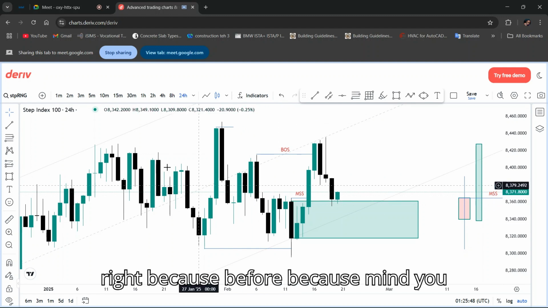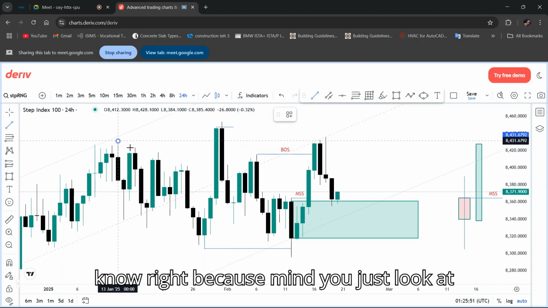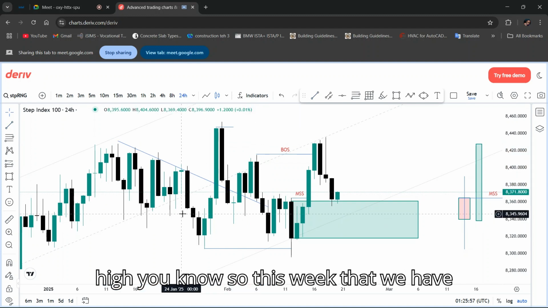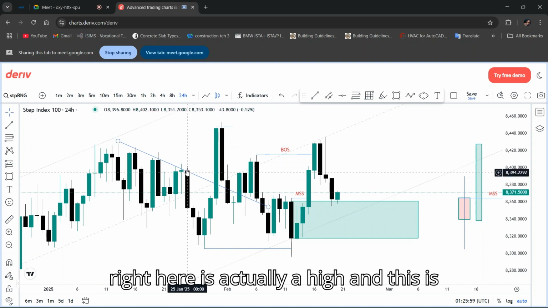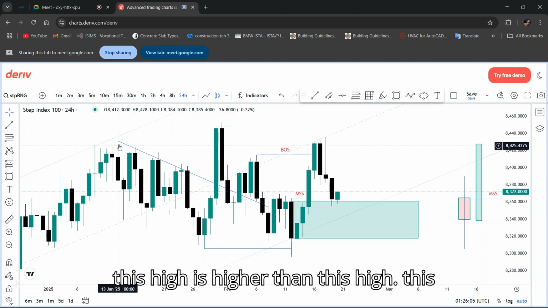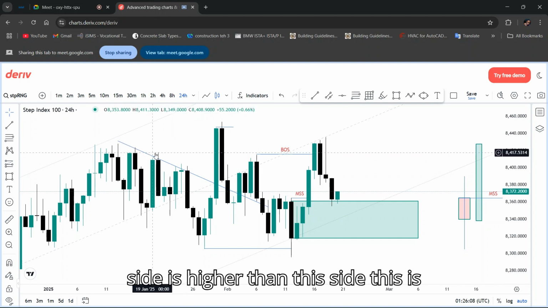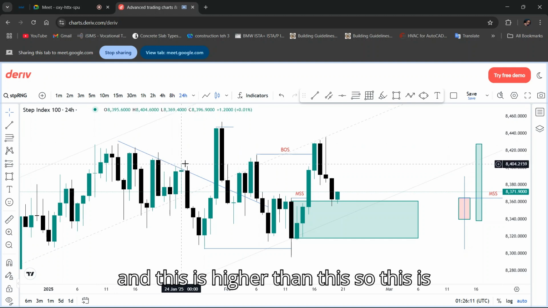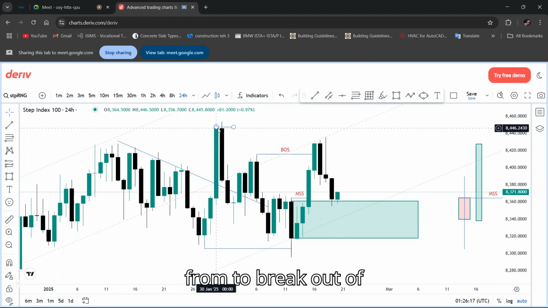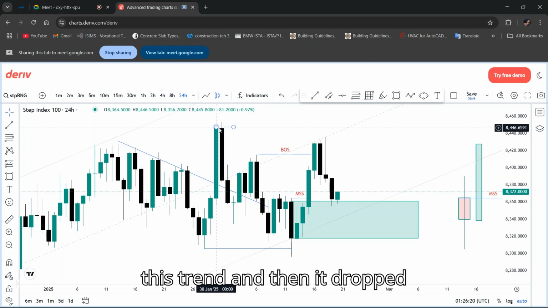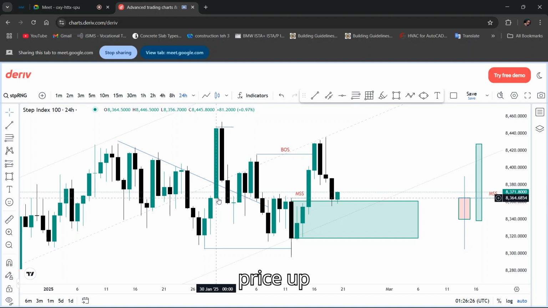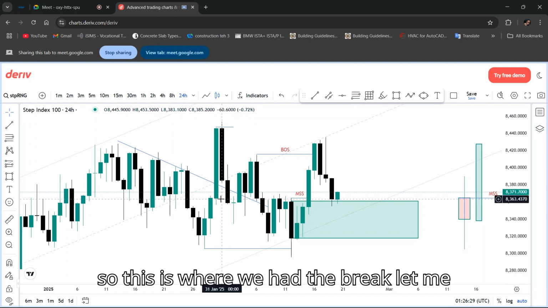Just look at this trend. This trend is a downtrend, and look at this wick here. This wick is a high, and this is a high. What you can see about each of these highs in the downtrend is that each high is lower than the other. This high is higher than this high, this is higher than this, and this is higher than this. So this is really the point where the market pushed to break out of this trend, and then it dropped and broke back this area that pushed price up. So this is where we had the break.